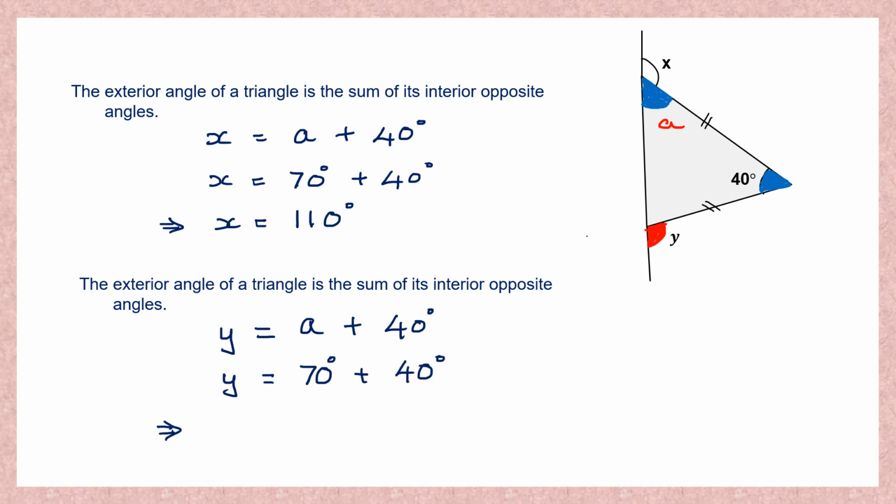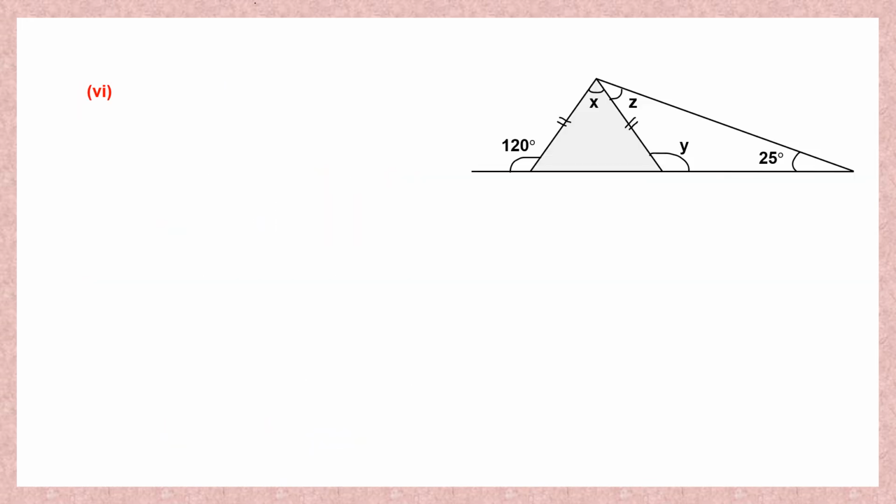Therefore, we know that the value of y is equal to 70 plus 40, which is 110 degrees. So we have found the value of x to be 110 degrees and the value of y to be 110 degrees also. So both are 110 degrees. The next question, question 6.